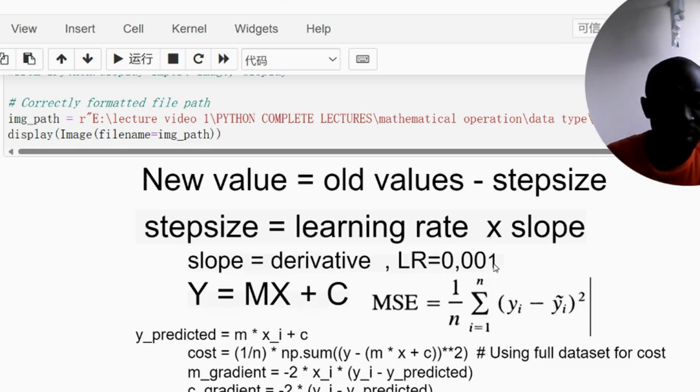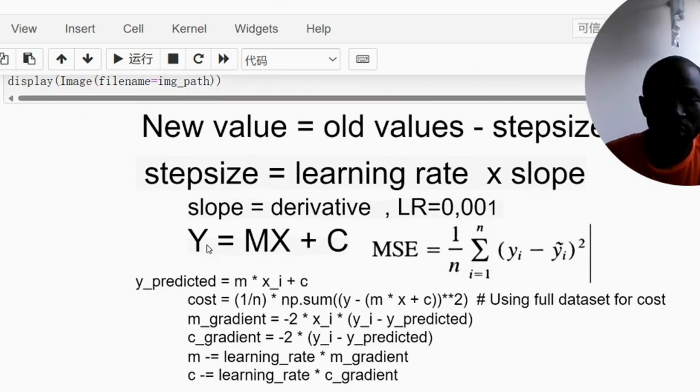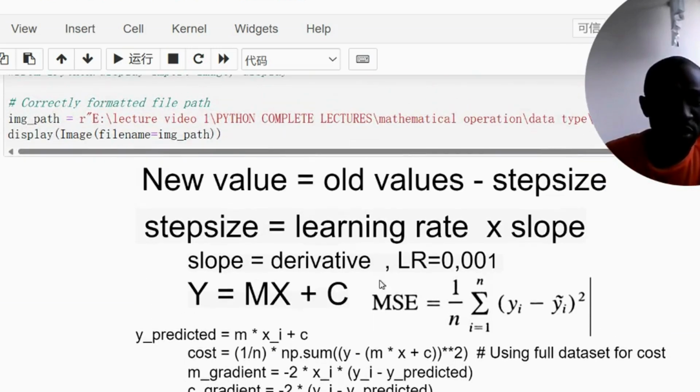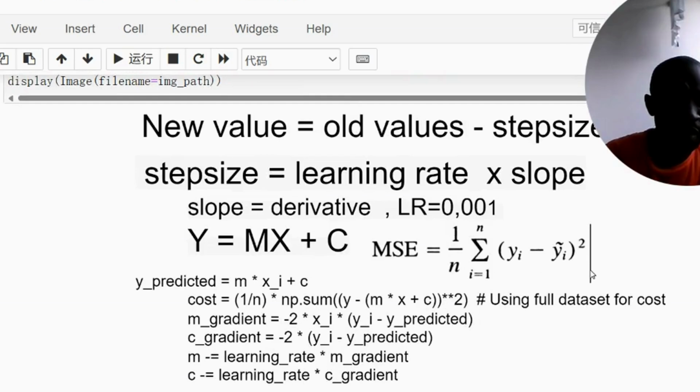So it depends on what we are working out. Okay, so now we have our line. This is our function y equals mx plus c. So the mean square error, MSE, is equal to this. This is the formula. So at this point, we need to write some code.